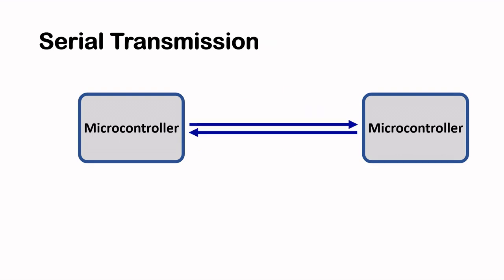The second method is serial transmission. In serial transmission, the data is transmitted one bit at a time over a single wire. I know I've shown two wires here, or two conductors, or two transmission channels. The thing is, one is to send the data, and the other one is to receive the data.